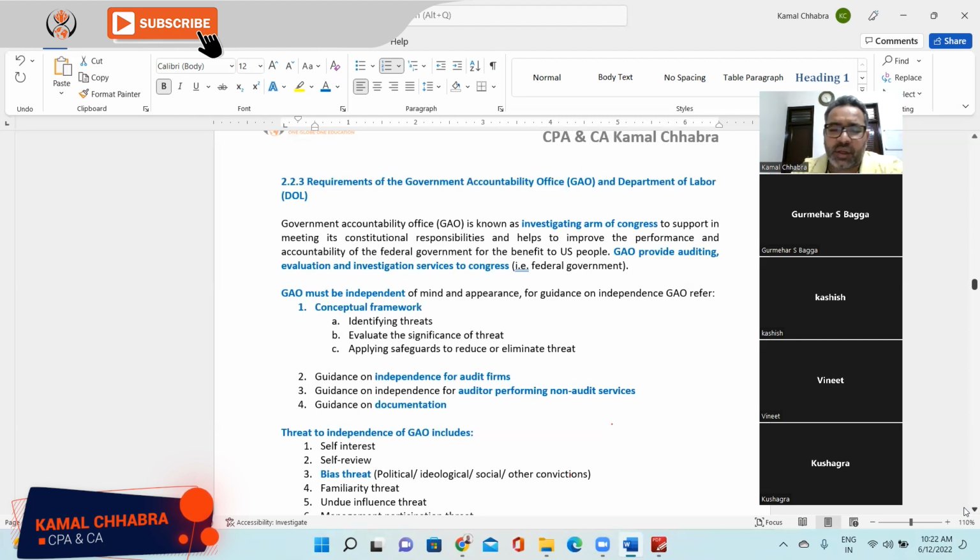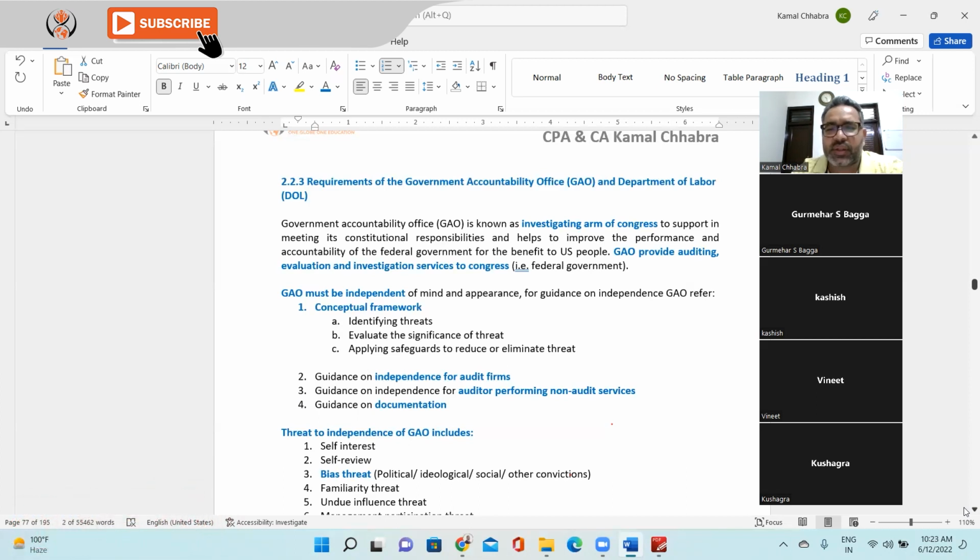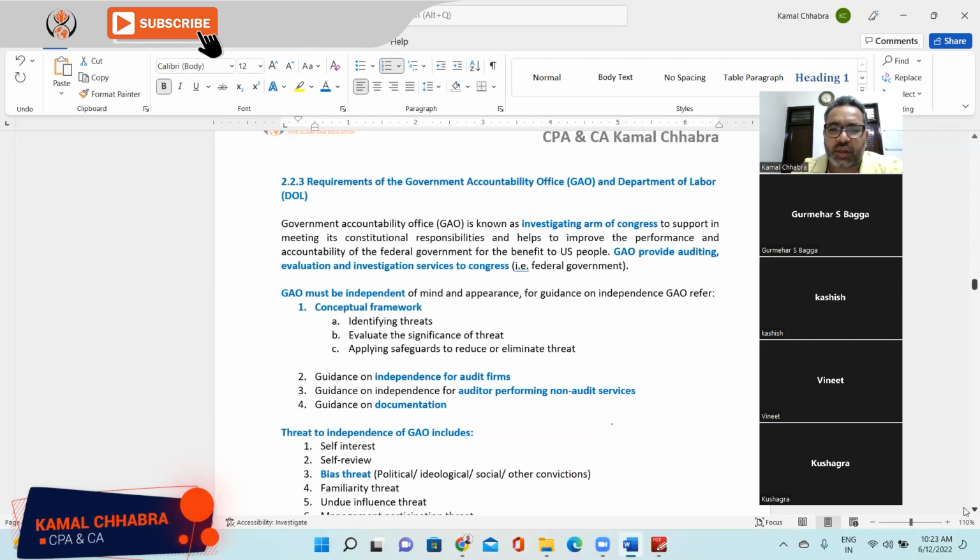In the conceptual framework, as we discussed earlier when covering independence rules, there are three main things to keep in mind. One is identifying the threat to independence. Second is evaluating the significance of that threat, how much material impact it has on independence or on the overall audit engagement. And then, as an auditor or investigating authority, it is our responsibility to apply safeguards to reduce or eliminate the threat.